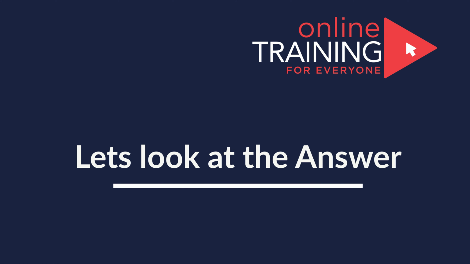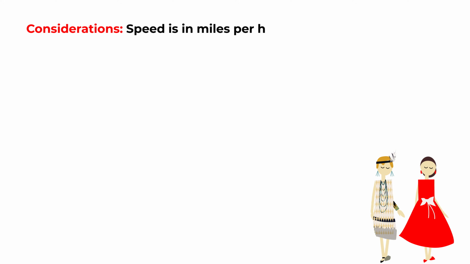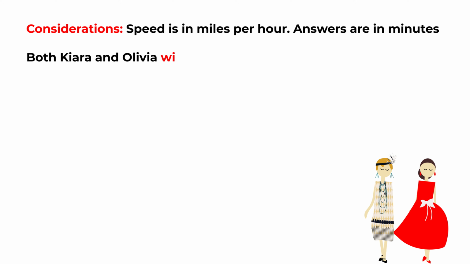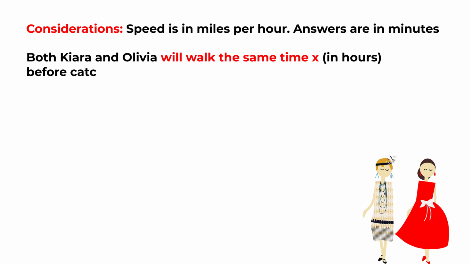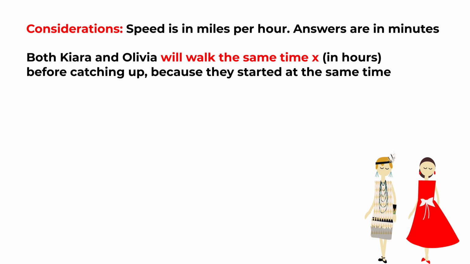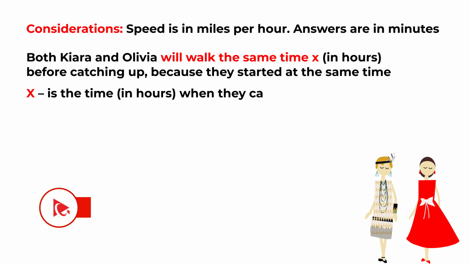One important consideration to help you solve this challenge is that the speed for both Chiara and Olivia is presented in miles per hour, but answers are in minutes. So at some point we would need to make a conversion. Another important point is that both Chiara and Olivia will walk the same time, and we can put it as X in hours before catching up, because they started at the same time. In our solution, X will be the time in hours when they will catch up and meet.